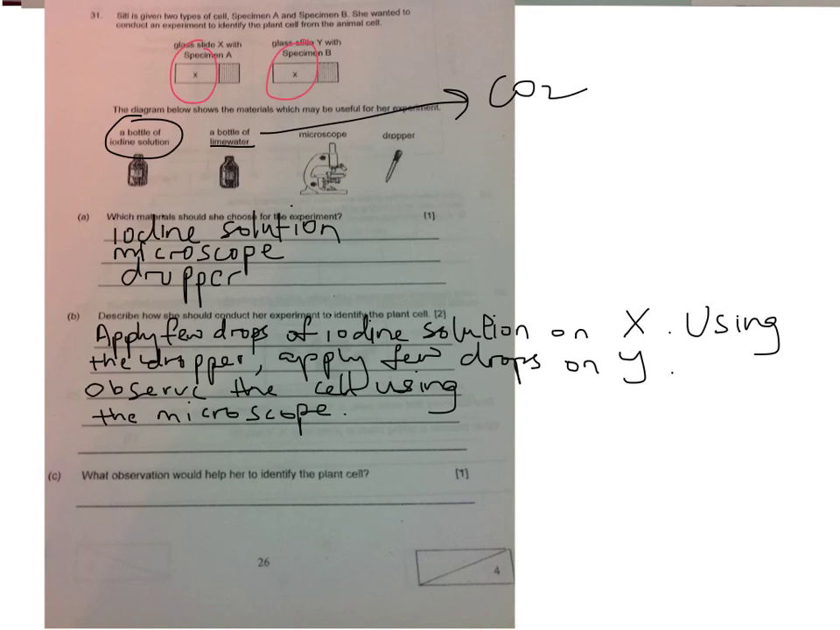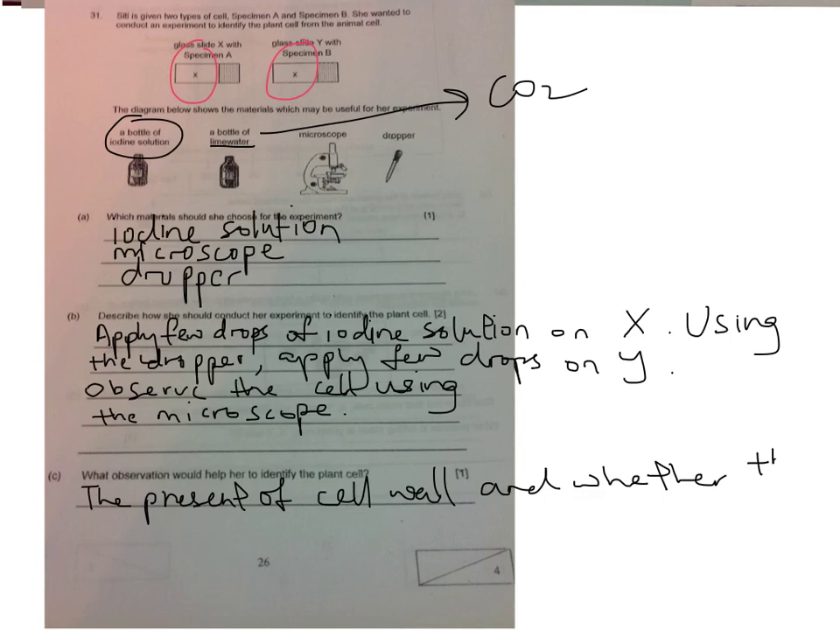So what observation will help us to identify the plant cell? The presence of cell wall. If the cell has a regular shape because of a cell wall, it must be a plant cell. So the presence of cell wall and whether the cell has a regular shape.